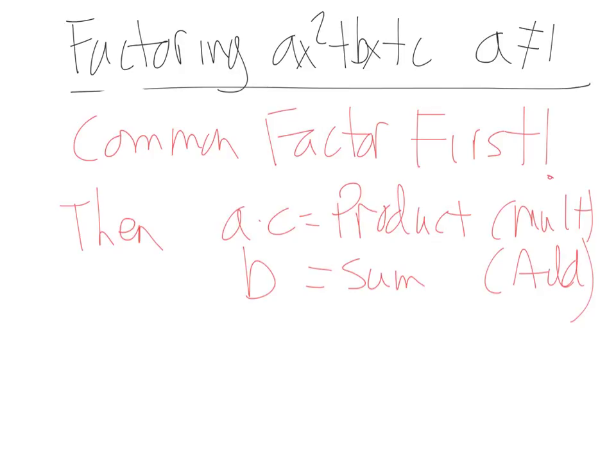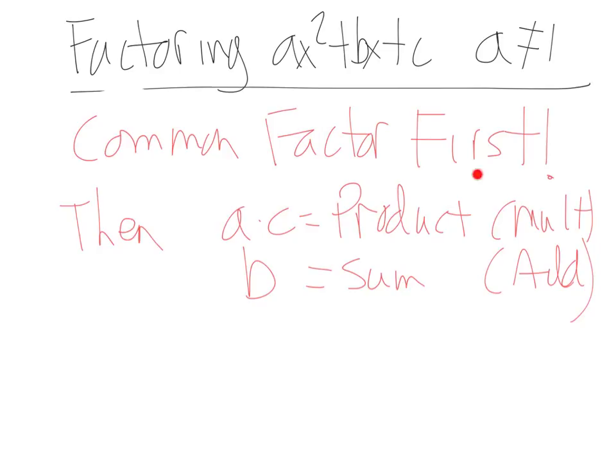I'm going to do some factoring for what we call non-monic trinomials. That means a trinomial where this a value here, after you've common factored, is not equal to 1. Some people call them complex trinomials. And again, trinomial because there are 1, 2, 3 terms. And again, a is not 1 after common factoring.